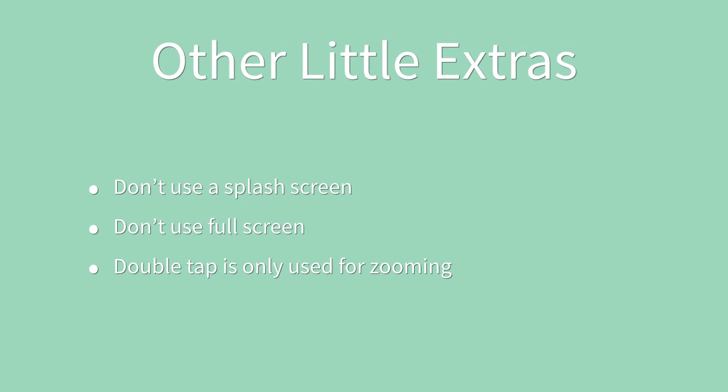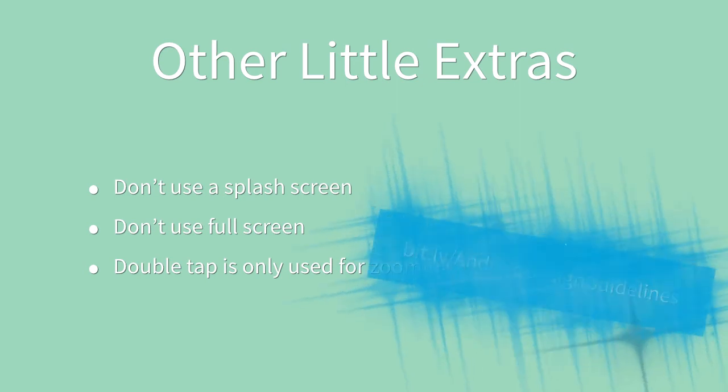Double tap or double click, you shouldn't use that anywhere unless you're zooming in on content, either in a map or a photo. So it shouldn't be like double tap on this button to reveal more information. It's just bad, and users are never going to find that functionality.